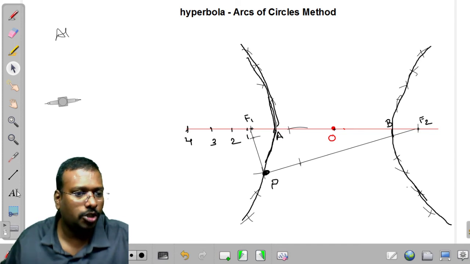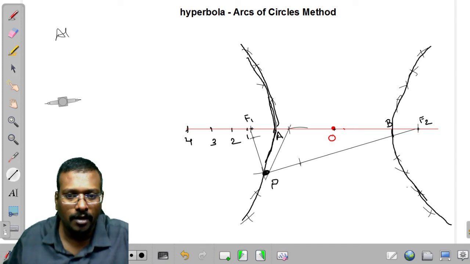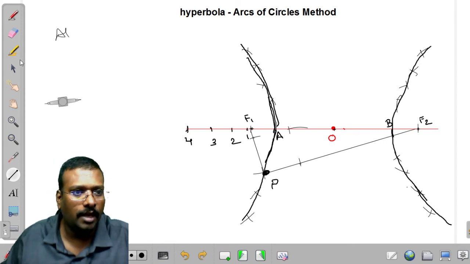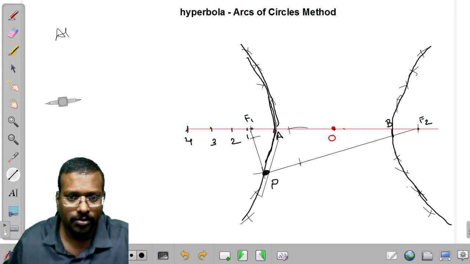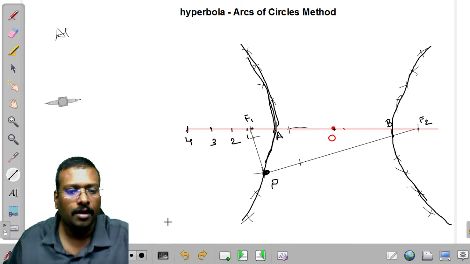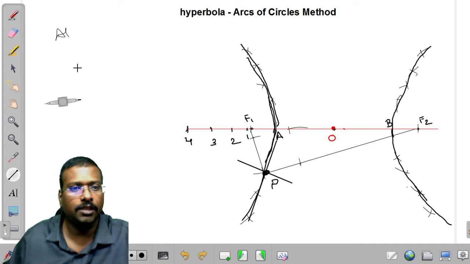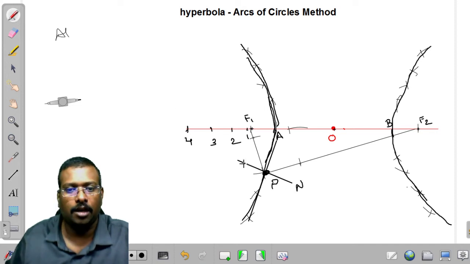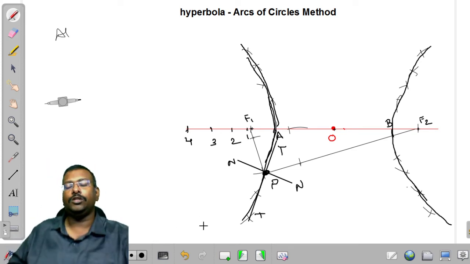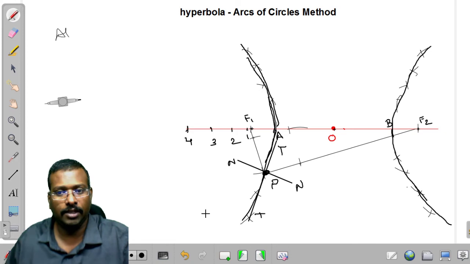If you join the intersection point with P and make it a straight line, you will get it as a tangent, like this. So the bisection of the angle for a hyperbola will give the tangent. If you draw a perpendicular to it, you will get the normal. So in the case of an ellipse, the bisection is the normal. In the case of a hyperbola, the bisection of this angle is going to give the tangent. That is the only difference here.